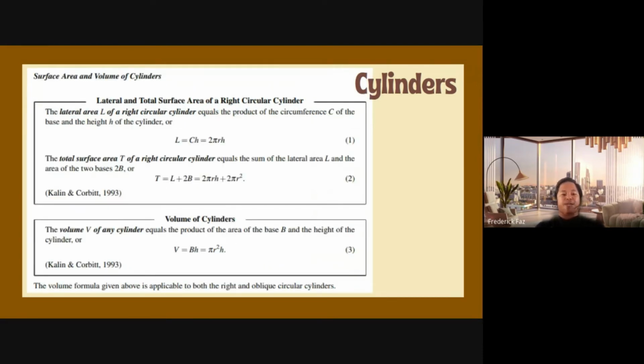So, we have here the formulas. For the lateral area, we have the circumference of the circle times the height of the cylinder. So, yan po. For the total surface area, we have the lateral area plus the area of the two circles. For the volume, we have the area of the base. So, yung base po natin is circle times the height po of the cylinder.